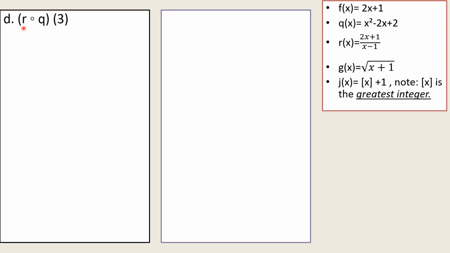Okay? So, composition muna tayo. Ang una natin gagamitin dito, or kukunin dito, would be the composition of R and Q muna of X. So, hindi muna natin gagalawin si 3. Okay? So, ang gagamitin natin would be the value of R, which is the ratio 2x plus 1 over x minus 1, and of course, Q, which is x squared minus 2x plus 2.